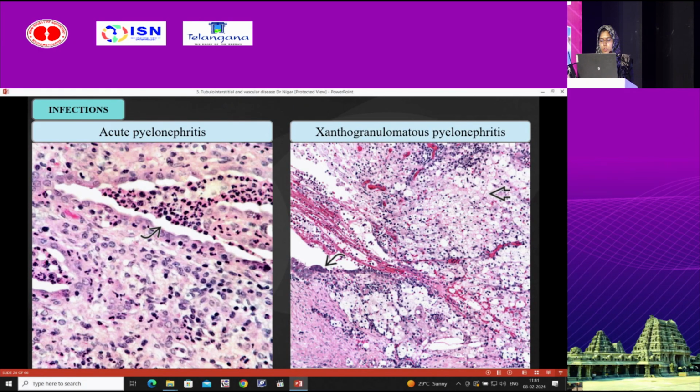Next is xanthogranulomatous pyelonephritis. It's a mass-forming lesion, and it can mimic a carcinoma on clinical examination, on gross and on microscopy. You can see that there are sheets of these macrophages with abundant vacuolar to clear cytoplasm, and these very well mimic a renal clear cell RCC.